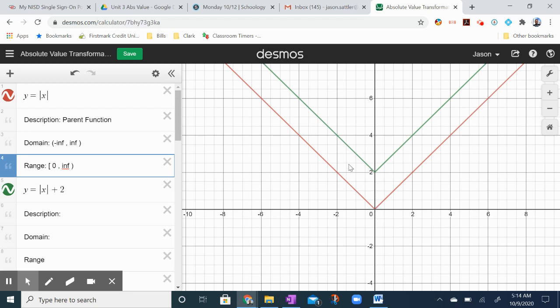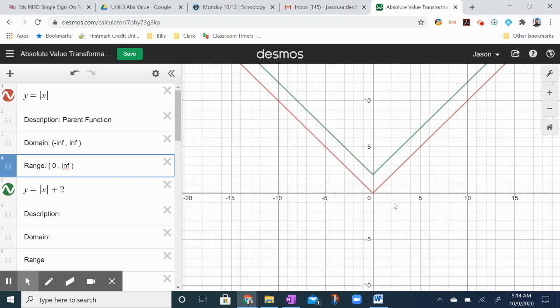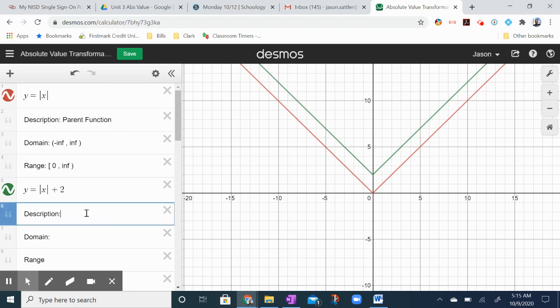All right, let me see if I can get this to zoom out more. So now you can see, if you count up, 1, 2 units. Every point on here is moved up 2 units. All right, so how did this thing change? Well, it translated up 2 whole units. All right, so that's the description. Okay, that's what happened with this transformation. We added a 2 to it, it translated up.